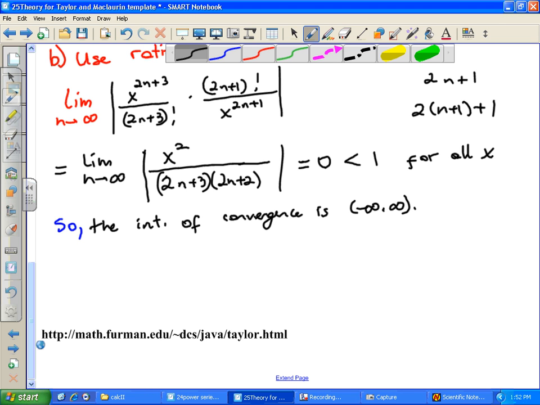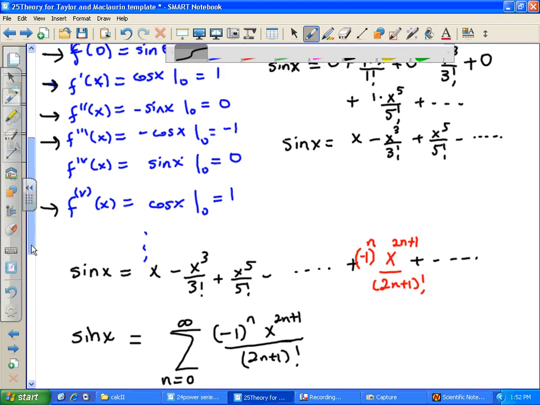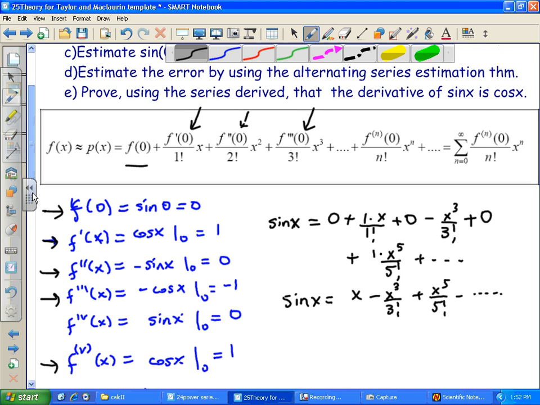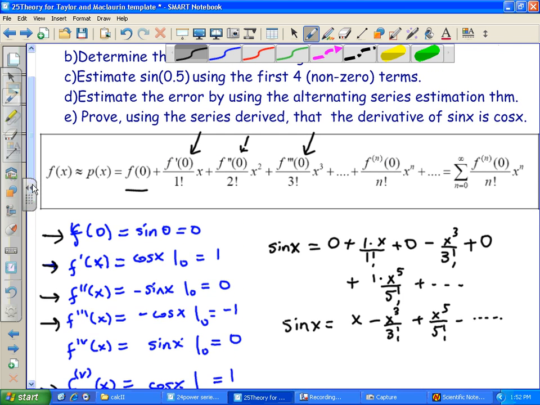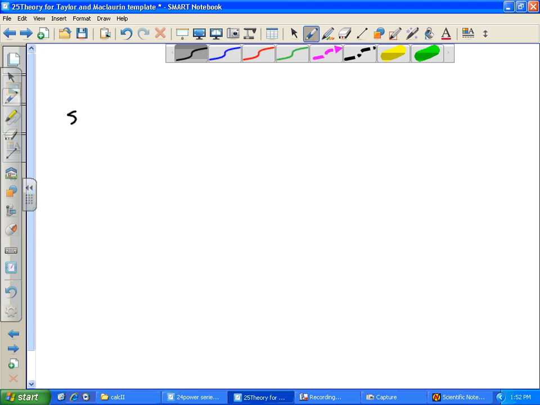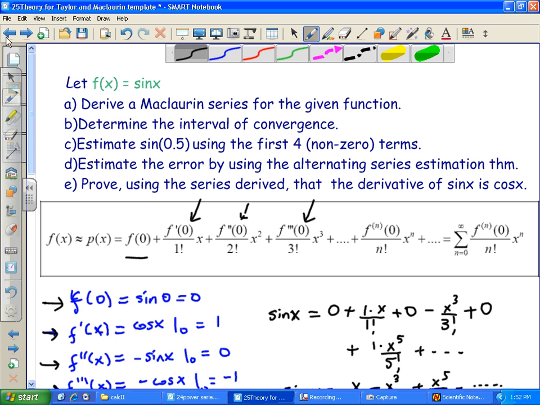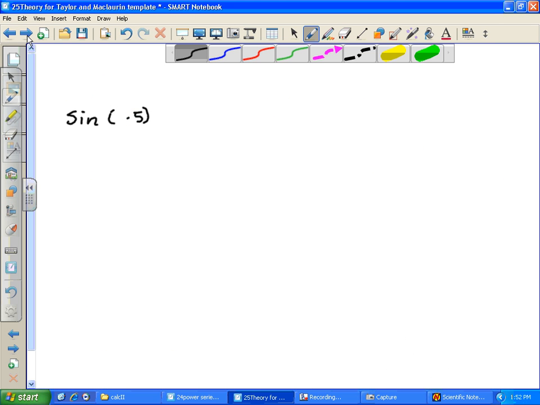What was part C? Estimate sine of 0.5, correct? And then D, find the error using the alternating series estimation theorem. Okay, so first part C, we want to find sine of 0.5. Good question. Let's go back. Say, use the first 4 non-zero terms. Use the first 4 non-zero terms.